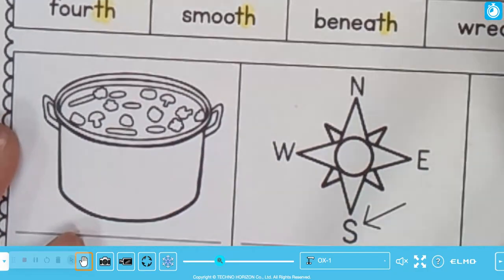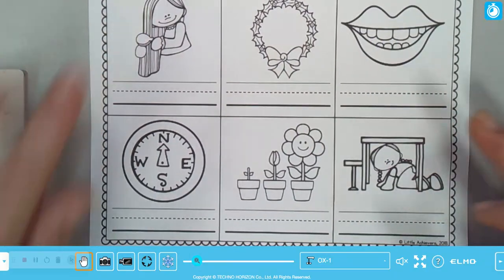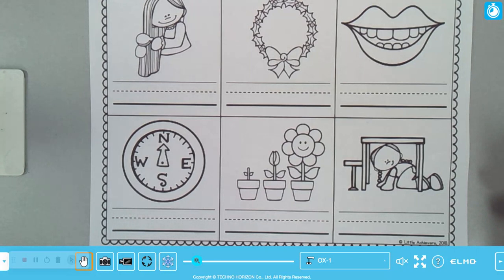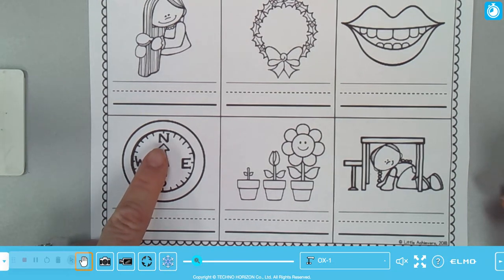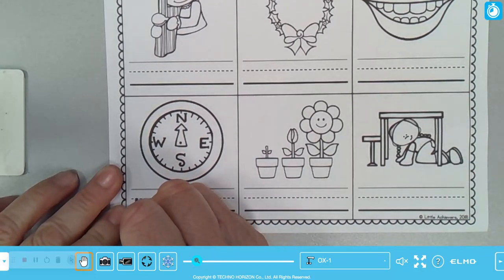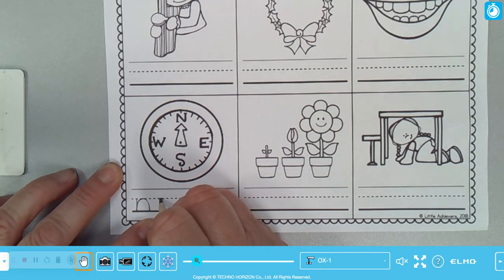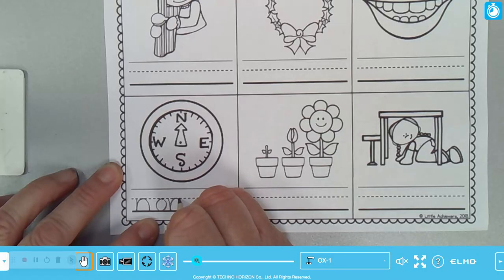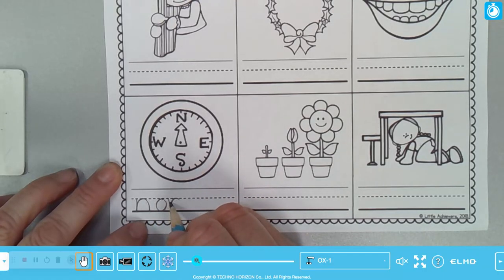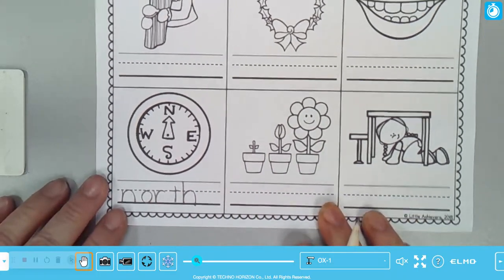So if you come over here, and I'm going to make it bigger so you can see it. Which one of these pictures shows us north? Yeah, this one. See how it's pointing to the N? The N on top is for north. So right here we're going to write north. N, or, N or th. There we go. Go ahead and write the word north.